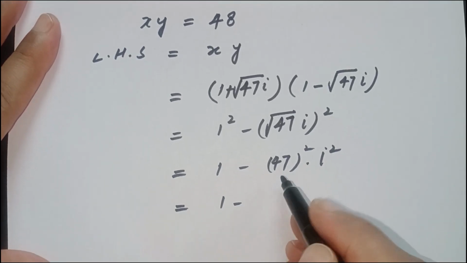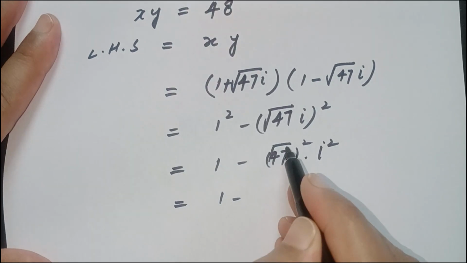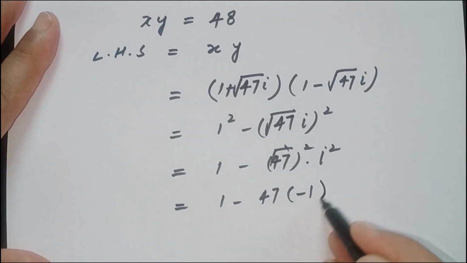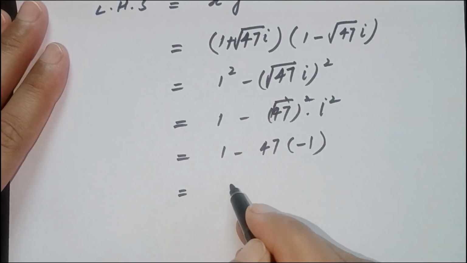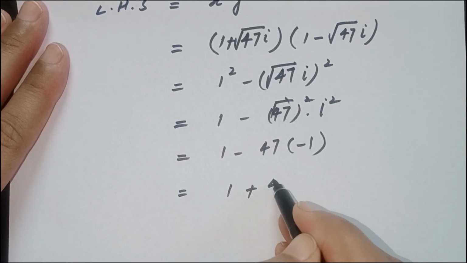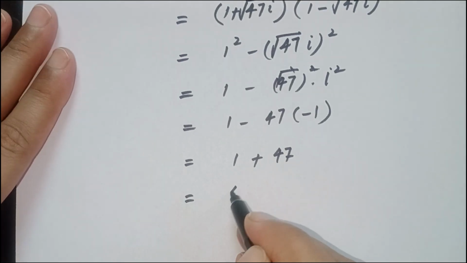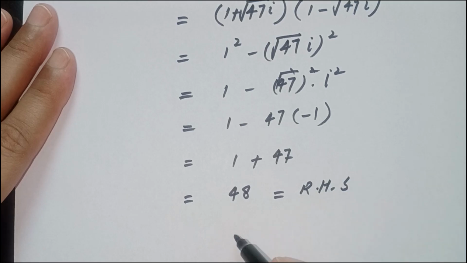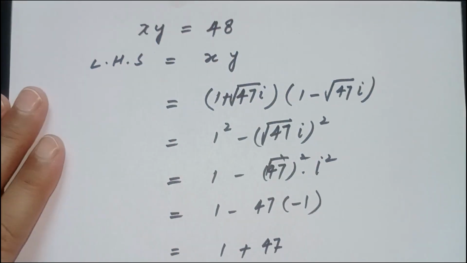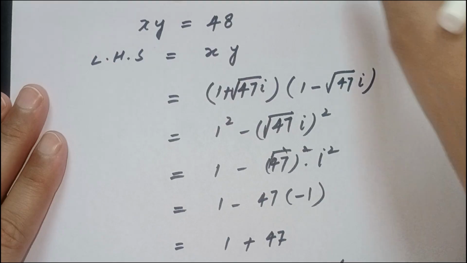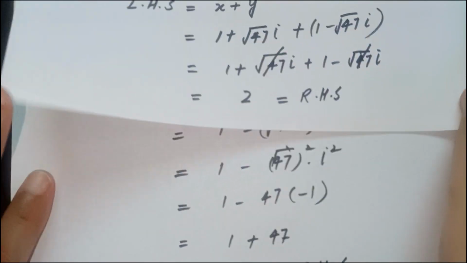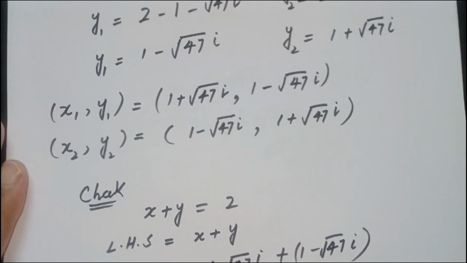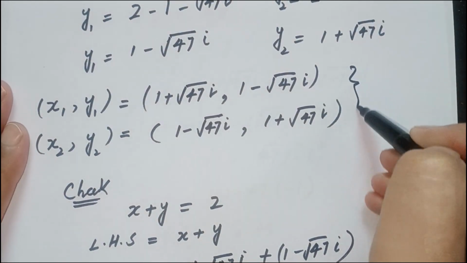So now we can write: square of 1 is 1, minus square root 47 square times I square. In the next step, the square root goes with the square, and we will write 47. I square is minus 1. So in the next step, 1 minus minus is plus 47, which is equal to 48, which is equal to the right hand side. So left hand side is equal to right hand side here. So it is proved. Now the solution sets x1, y1, x2, y2 are the required solution sets, the answer of this question.